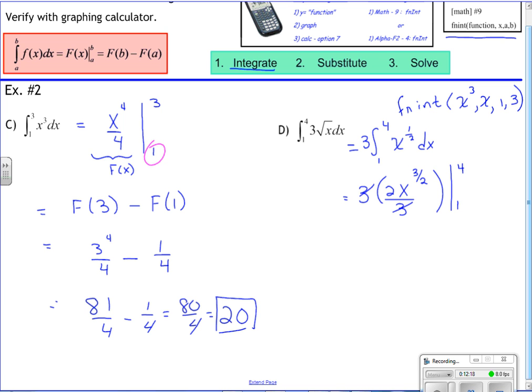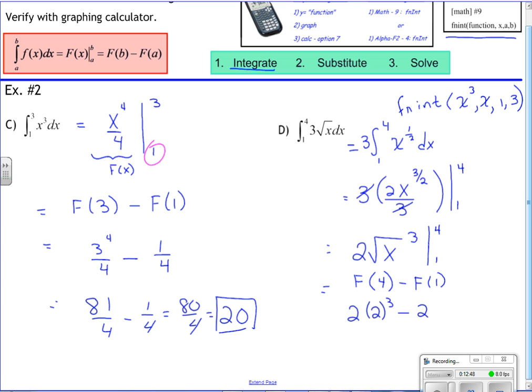Canceling these 3's makes this process a little bit easier. I have 2x, and then the 1/2 power means the square root, and then cube it, evaluated from 1 to 4. Once again, we take capital F of 4 minus capital F evaluated at 1. I'm going to have 2 times the square root of 4, which is a 2, and then I've got to cube that, minus 1 going in. That'll be 2 times the square root of 1, which is 1.